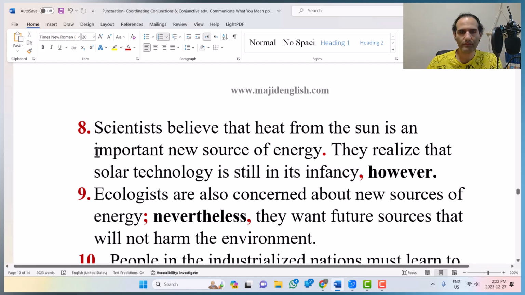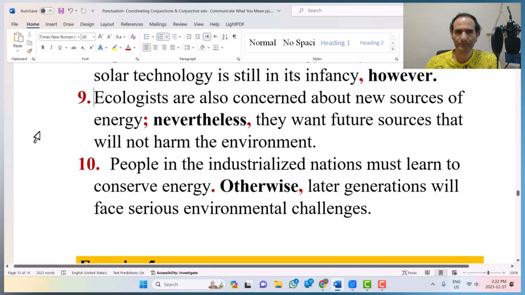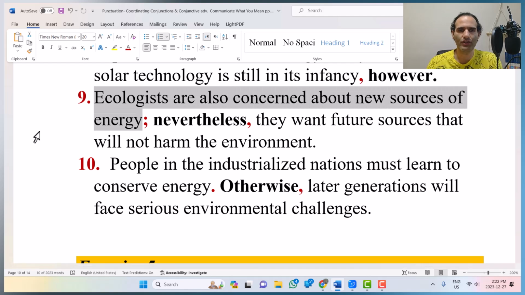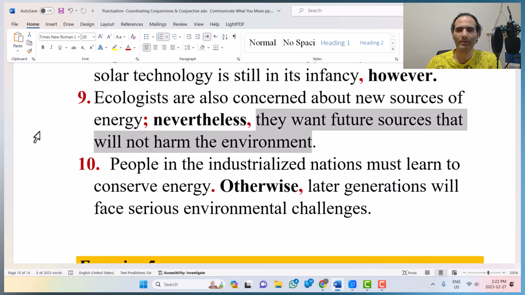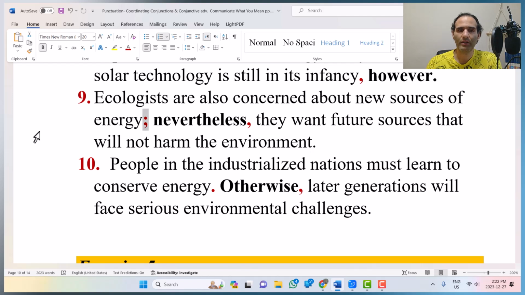Okay? Number 9. Ecologists are concerned about new sources of energy. Independent clause finished. Nevertheless, they want future sources that will not harm the environment. Harm the environment, a beautiful chunk for you. Here, we could have a period and capital N.